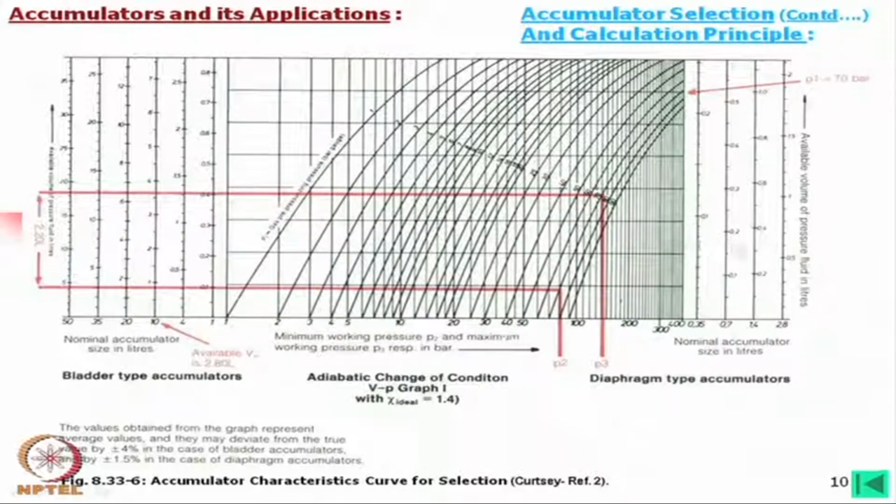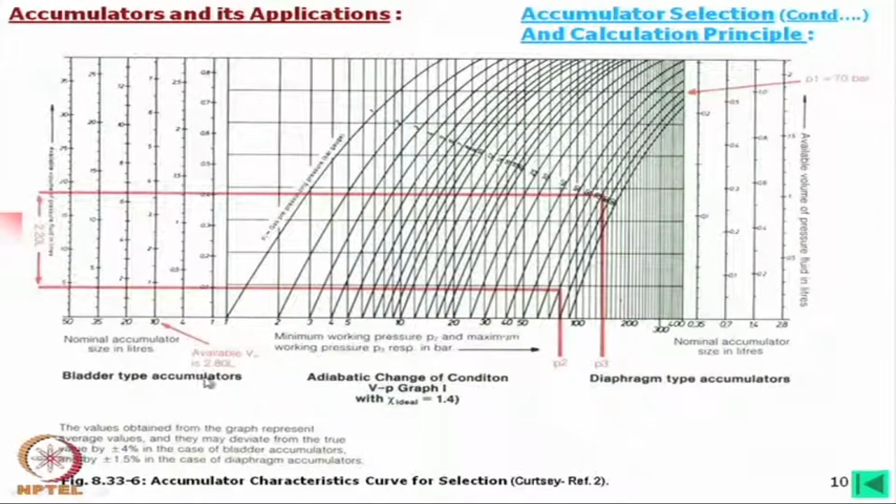So, we can estimate how much volume will be available for working. We just consider a pressure range, and from there we will get it. Here, the available volume is also given on the same scale, on both sides. In that way we can use this graph.